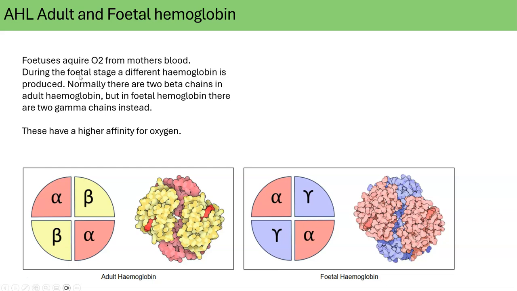And so when you're a fetus, you have a different type of hemoglobin. Normally you have alpha and beta chains on the hemoglobin, but when you're a fetus, you instead produce alpha and gamma chains in your hemoglobin. And these gamma chains make hemoglobin that has a higher affinity for oxygen than adult hemoglobin. This means that oxygen is more likely to bind to the fetal hemoglobin.